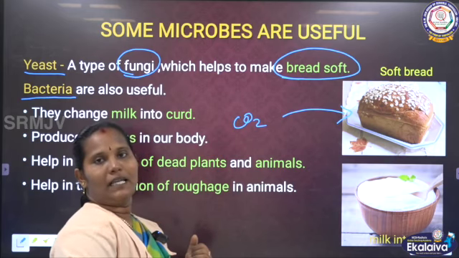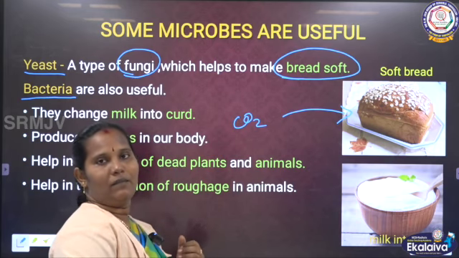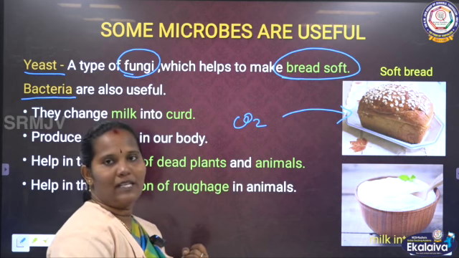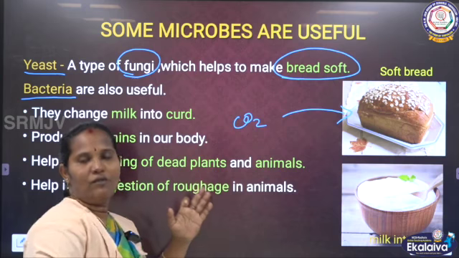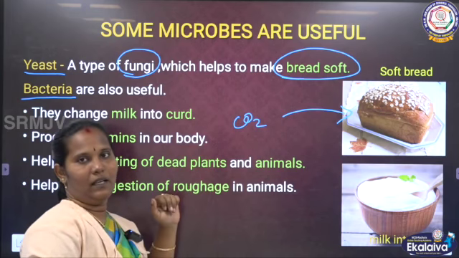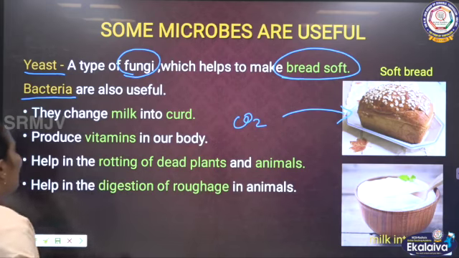Apart from this, we can mention many uses of yeast. We can say wine, grape wine, is made using yeast. It is all the fermentation process of the yeast. Clear? And then the next one is the bacteria.